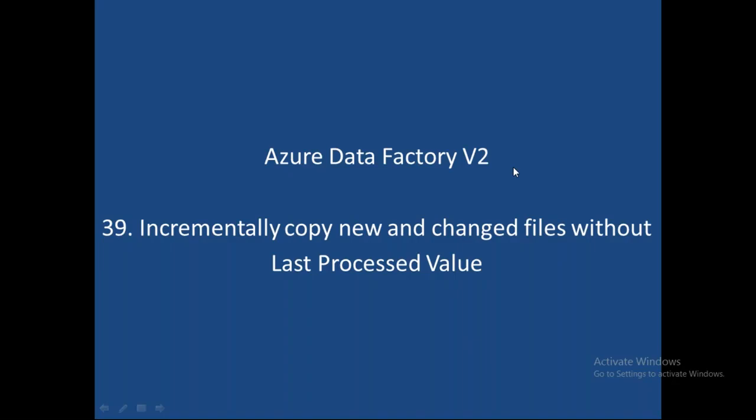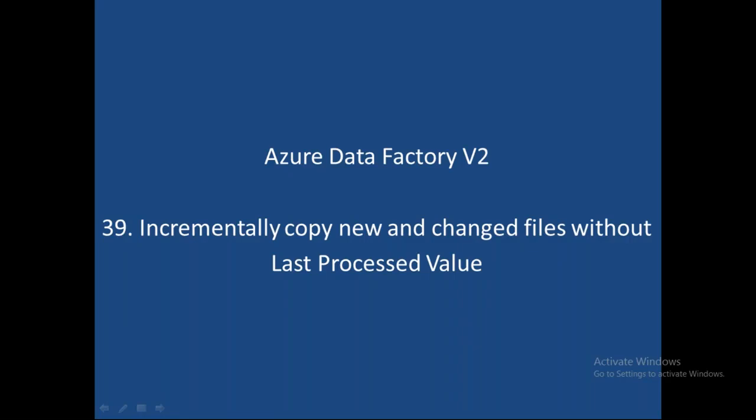This last processed value means till what date we have already copied into our destination, our target, from our source. That particular date we are keeping in some metadata table. From the metadata table we identify till what date we have already copied. From that particular day later, whatever files came, those files we pick and load into the target. That's what we are doing. But there we have some clue.